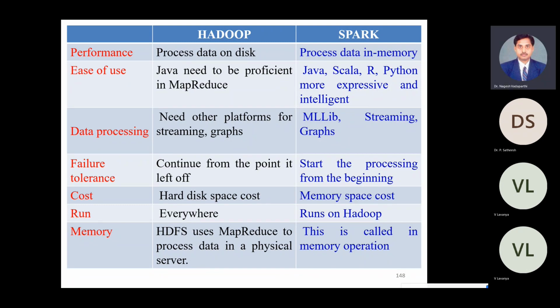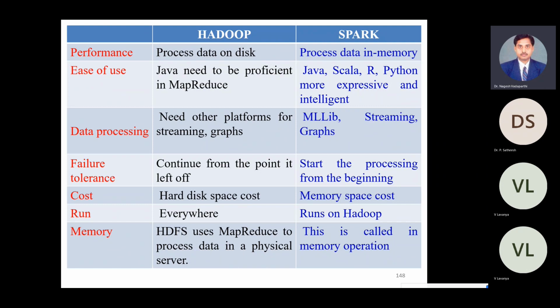So in a Hadoop environment, it continues from the point it left off, whereas in Spark, it starts the processing from the beginning. So the next parameter is cost. Cost is a very expensive and very important parameter in Hadoop.